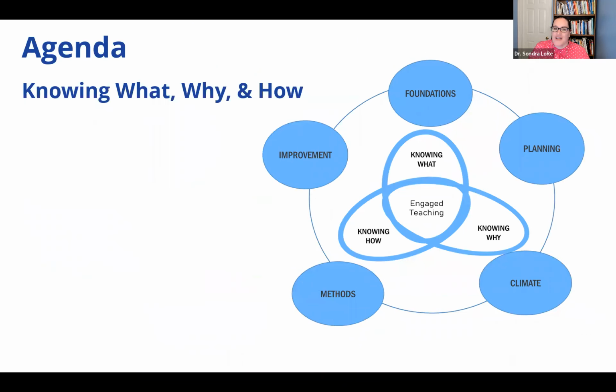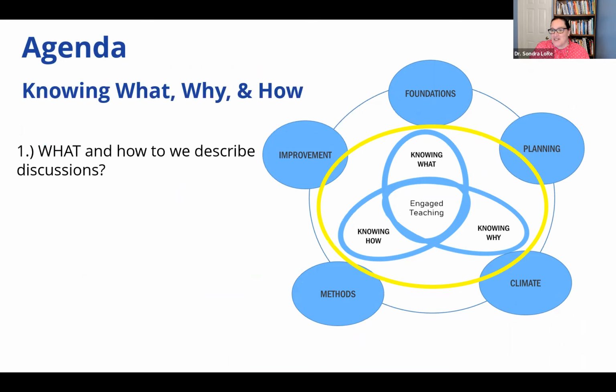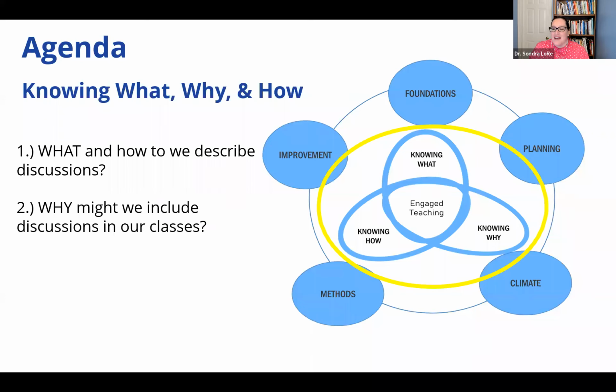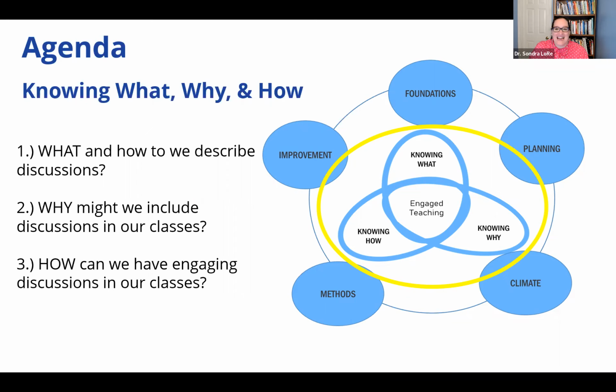And we had a quick agenda. Of course, we're revisiting the knowing what, knowing how, and knowing why portion of the engaged teaching model. And again, the meeting today was about discussions. So we talked about what and how we describe discussions, why we might include discussions in our classes, and how we can have engaging discussions with our classes.